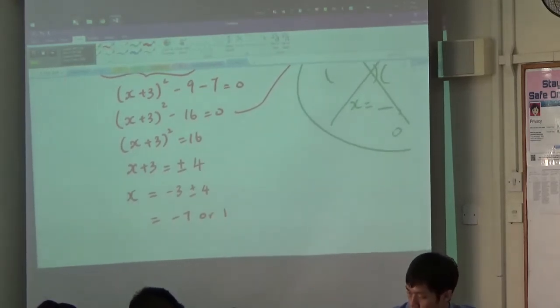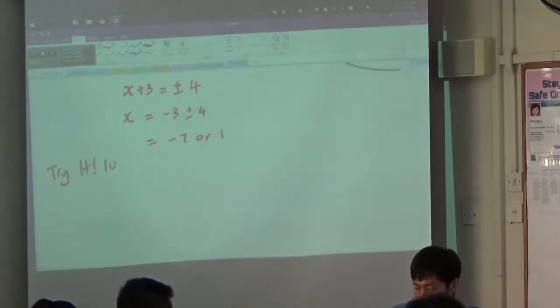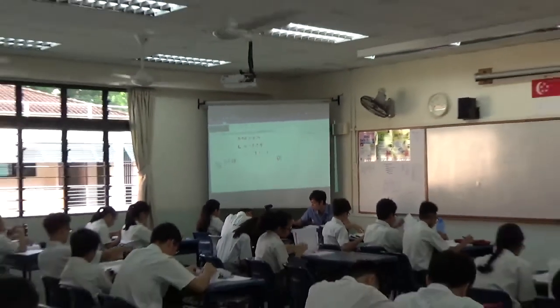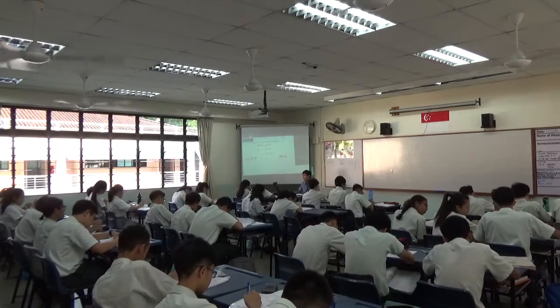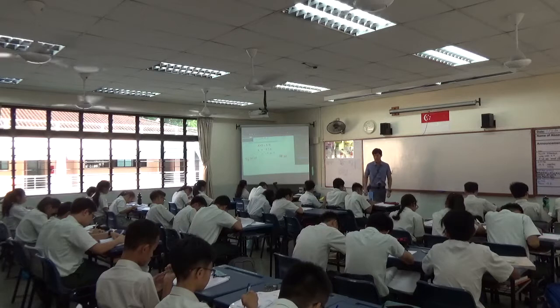Okay, so let us do Try 10. No, not let us do. You will do it. Try 10, you are given 3 minutes. We will stop at 0820. Okay, I cheated you of 1 minute, but I think you can still do it.